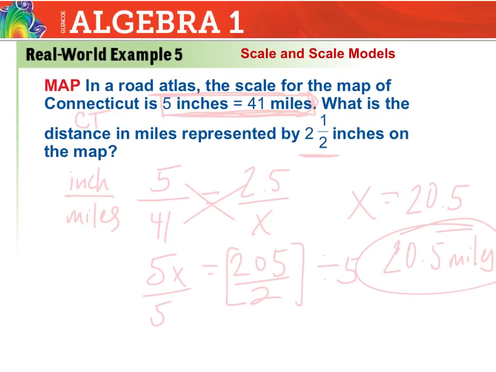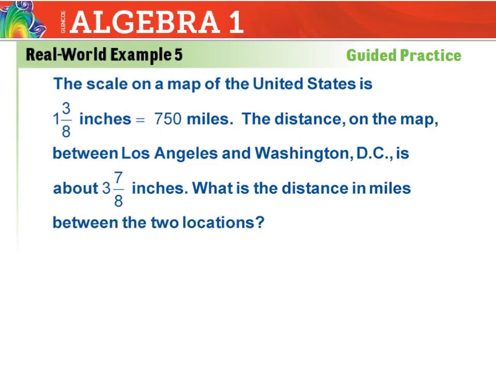Okay? And last but not least, here we go. It's another scale map problem. All right. 1 3/8 of an inch equals 750 miles. The distance between LA and Washington, D.C. is that many inches, 3 7/8. What's the distance between the two? So again, setting it up is really the only tough part about this.